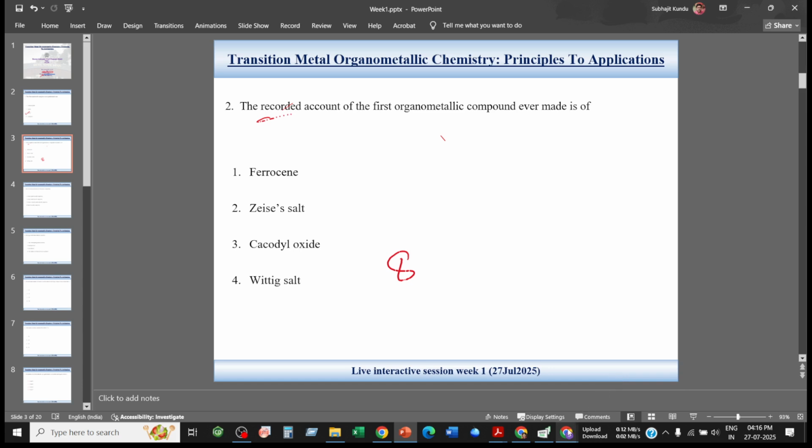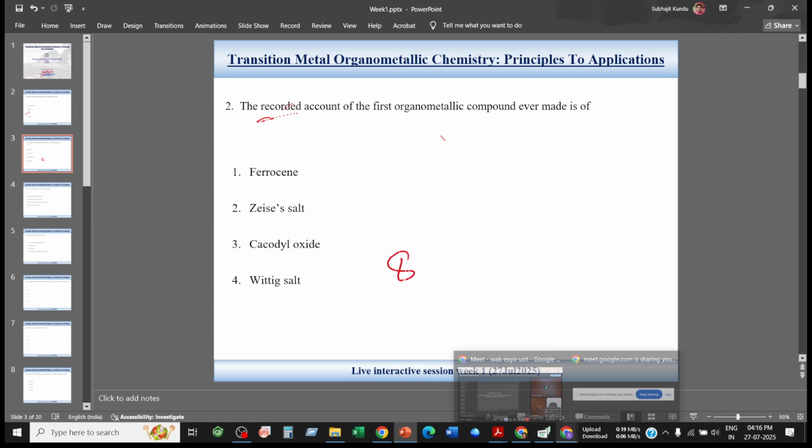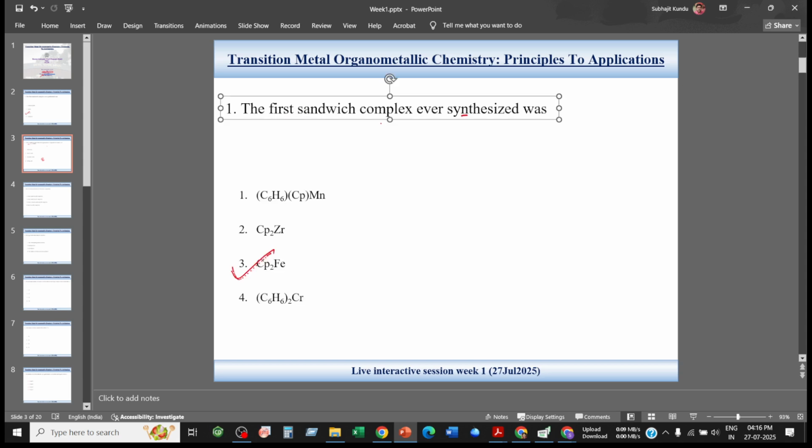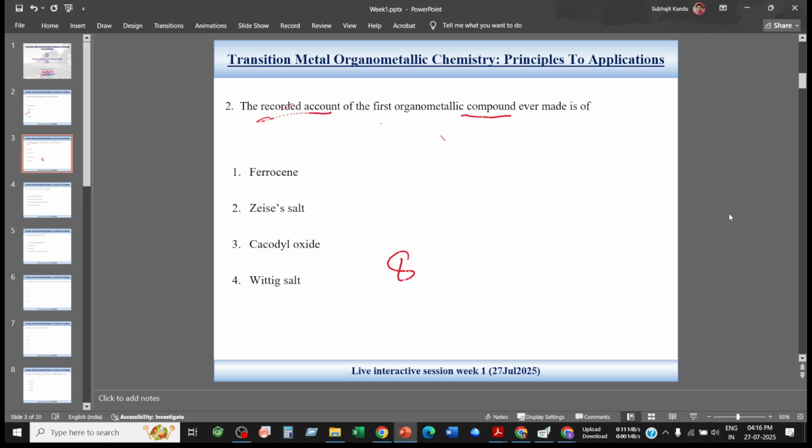Option 3, sir. Yes. So first is the cacodyl oxide. Here you can see that 2 questions ask for the same type of thing. The previous question also asked about the first synthesized complex, but there it is mentioned as a sandwich complex, whereas in this question it is said the recorded account of the first organometallic complex ever made. So it is cacodyl oxide.